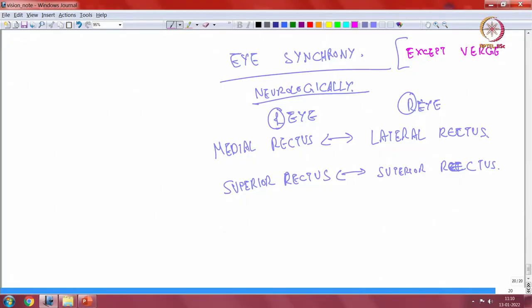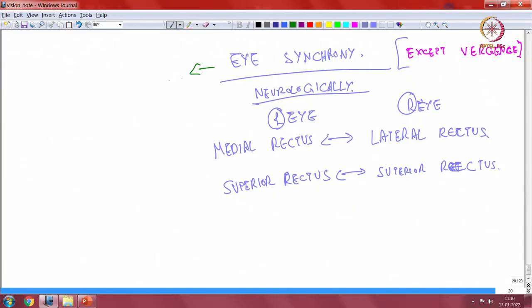Now, eye synchrony does not happen except in vergence. Vergence is disconjugate movement, and the others are called conjugate. So eye synchrony is called conjugate movement, when the eye moves symmetrically for various purposes. Saccades are conjugate, pursuit is conjugate, vestibulo-ocular is obviously conjugate. Vergence is disconjugate because you need to bring the eyes closer towards each other, and the key thing is that it is all based neurologically. So let me give you an example.